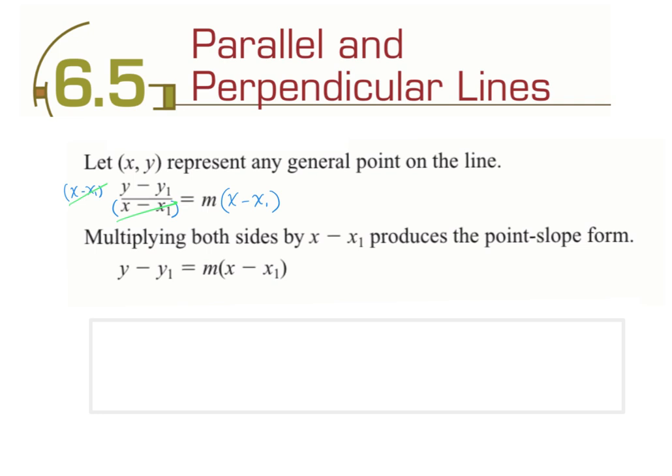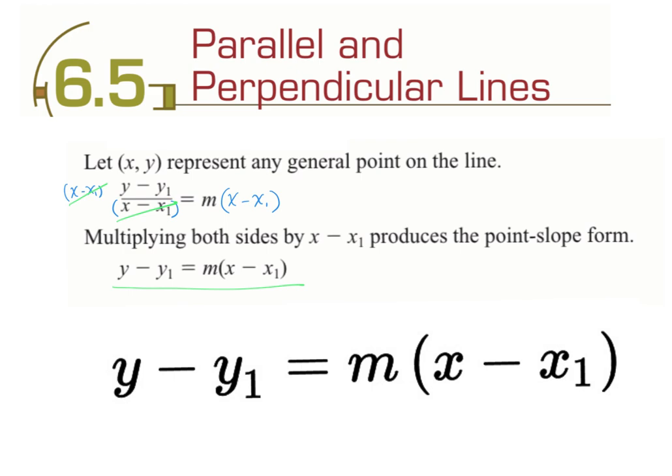On the left-hand side, it cancels out. On the right-hand side, you just have it multiplied. And you end up with this equation: y minus y1 equals m times x minus x1. That is the point slope form of a line, all right? That is called point slope. And so often this is used anytime you have a point and the slope, which makes sense, right?